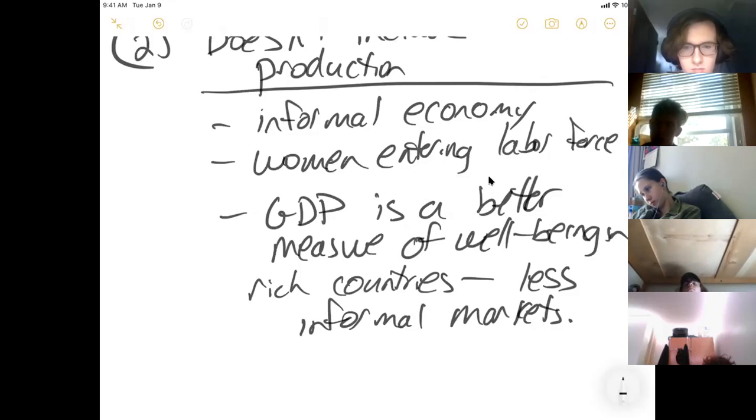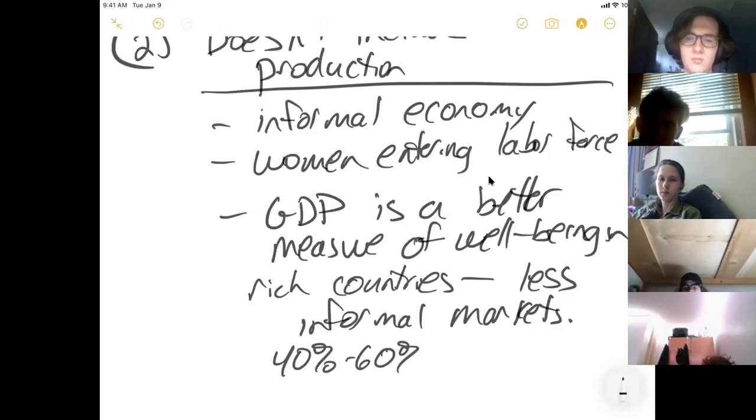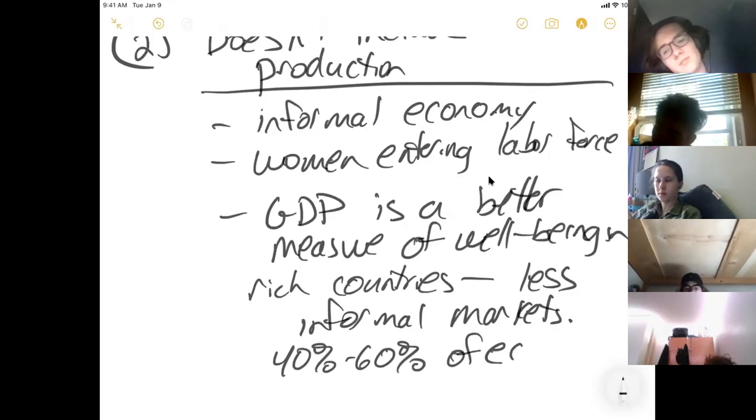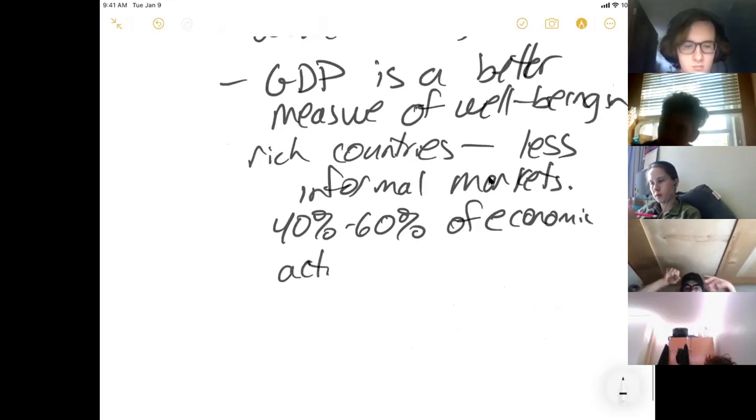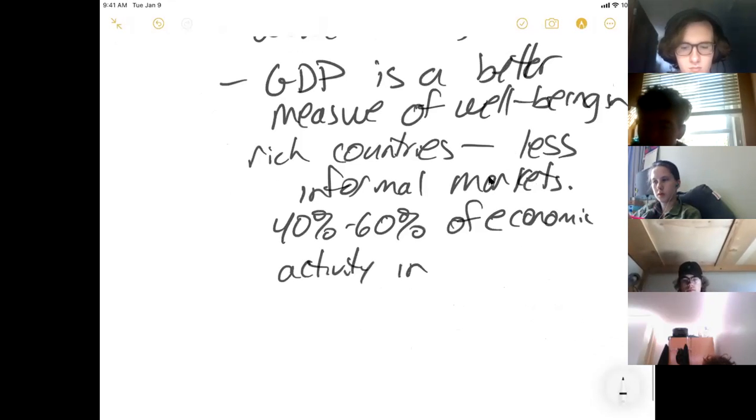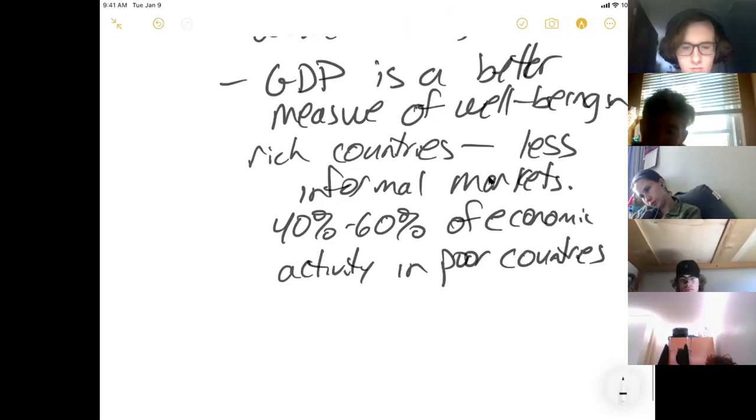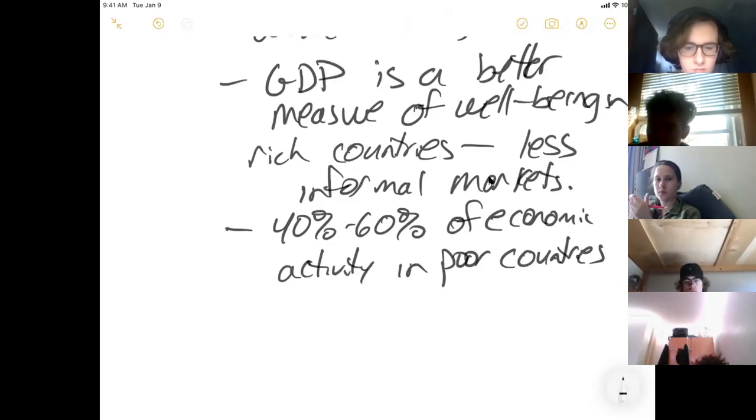So if you look in most poor countries, 40 to 60% of economic activity is in informal markets. So GDP might be missing 40 to 60% of what's going on in many poor countries, because so much of what goes on is informal activity.